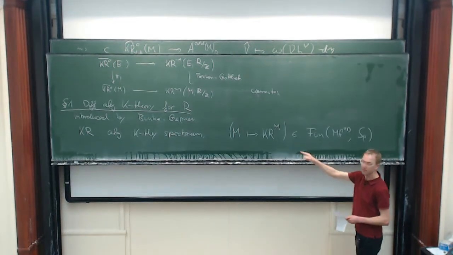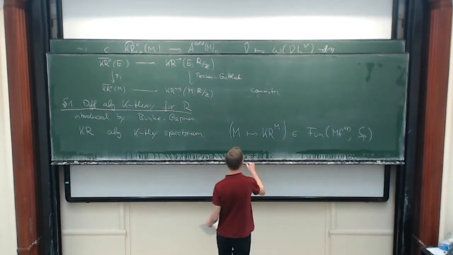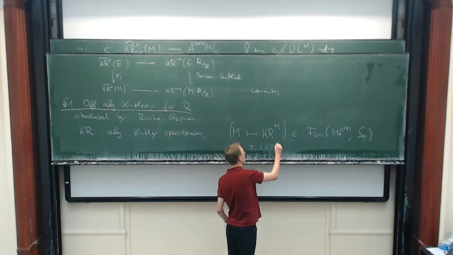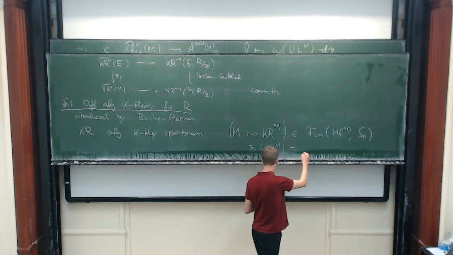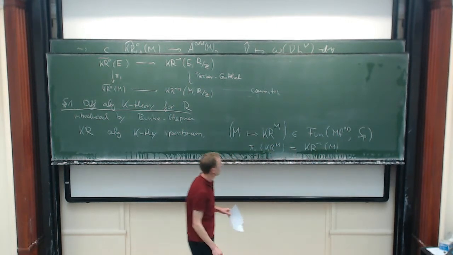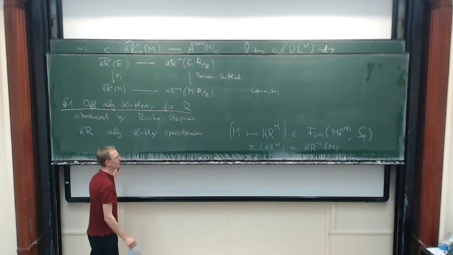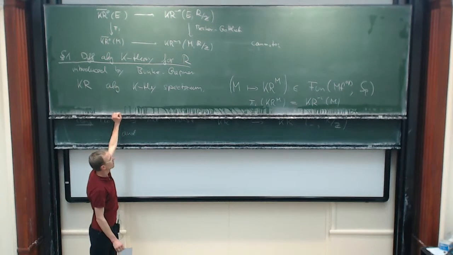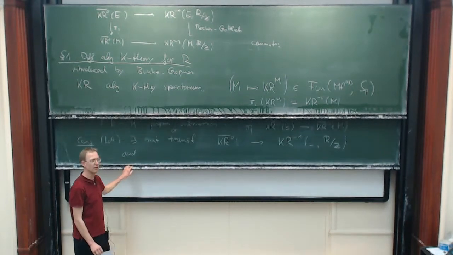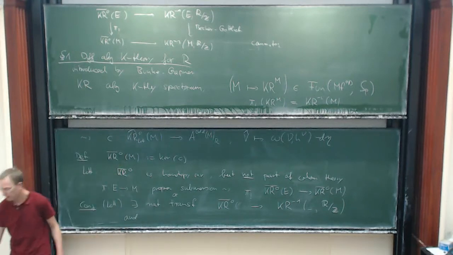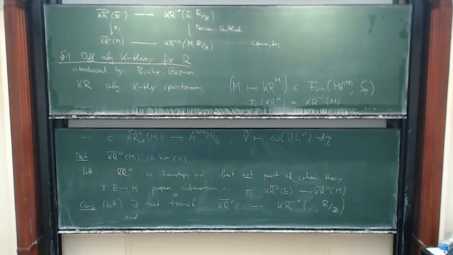This function spectrum is built in such a way that if you take the homotopy groups, KR minus i of M, this is precisely the cohomology theory of this KR evaluated on M. And you can also get the usual algebraic K groups of this ring R if you evaluate on spheres, essentially.